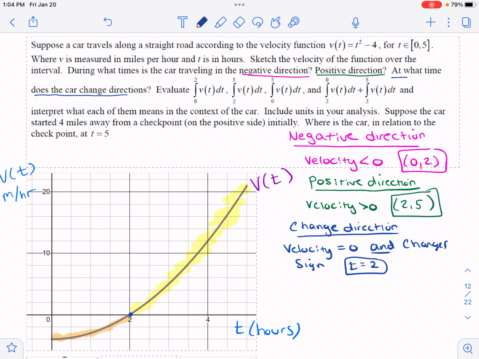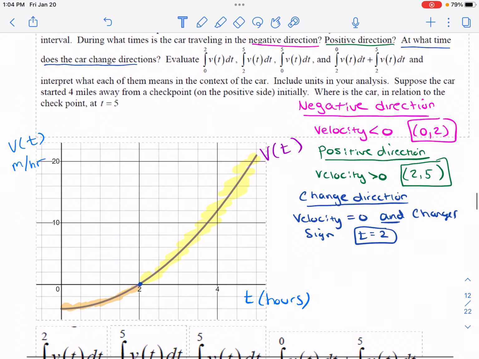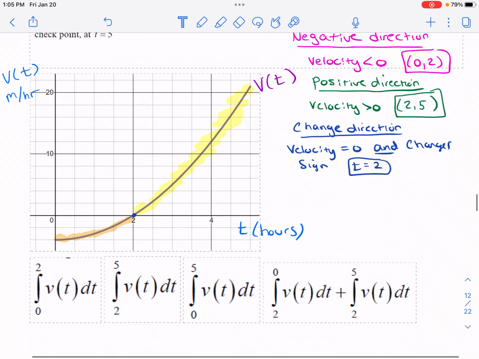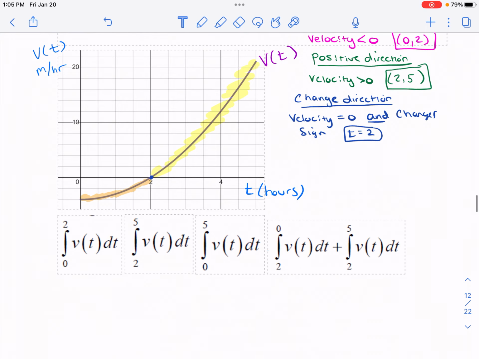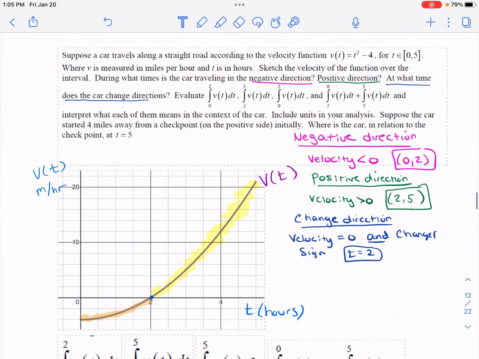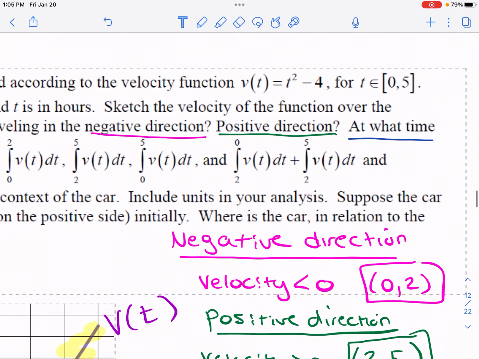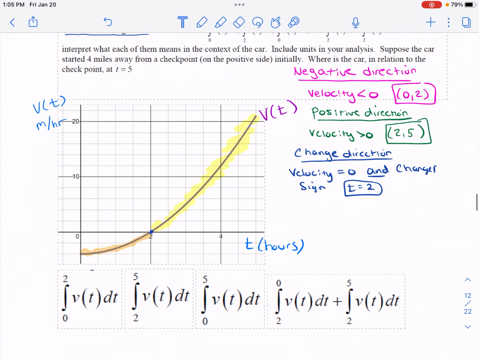Now we've got some questions involving the integral. We have to evaluate these integrals, and then we want to interpret what each of them mean. And obviously we're going to include units. And so then we'll return to that last question about suppose the car starts at 4 miles away from checkpoint. So we can do this by hand using the fundamental theorem. If you see my velocity function, it's t squared minus 4. We're going to be a little lazy because the point of this is not so much to assess your fundamental theorem skills, but really just to interpret things.